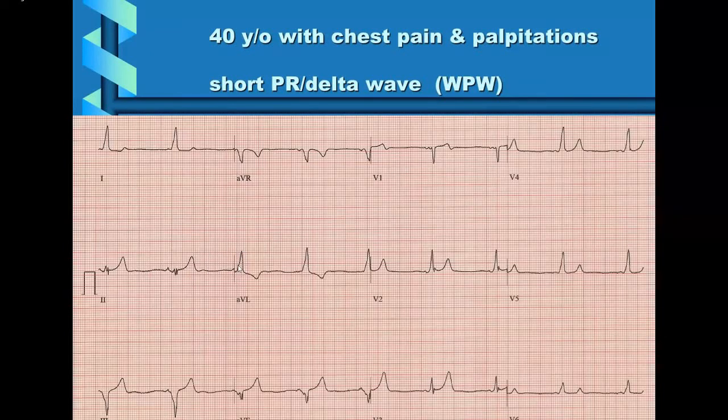Okay. So let me take the pointer. So this one is delta. After the PR, if you see how much is the PR, it's very tiny. Here the P ends and the QRS starts. So it's like a delta wave. Okay. WPW pattern of the ECG.